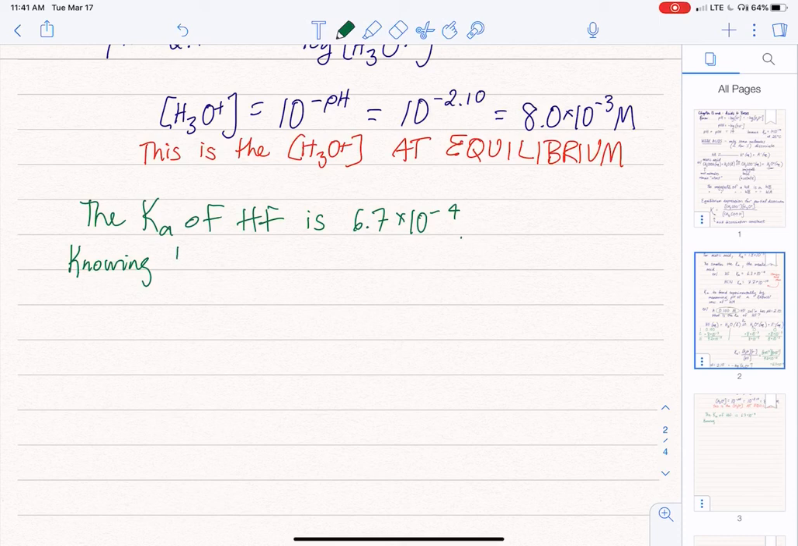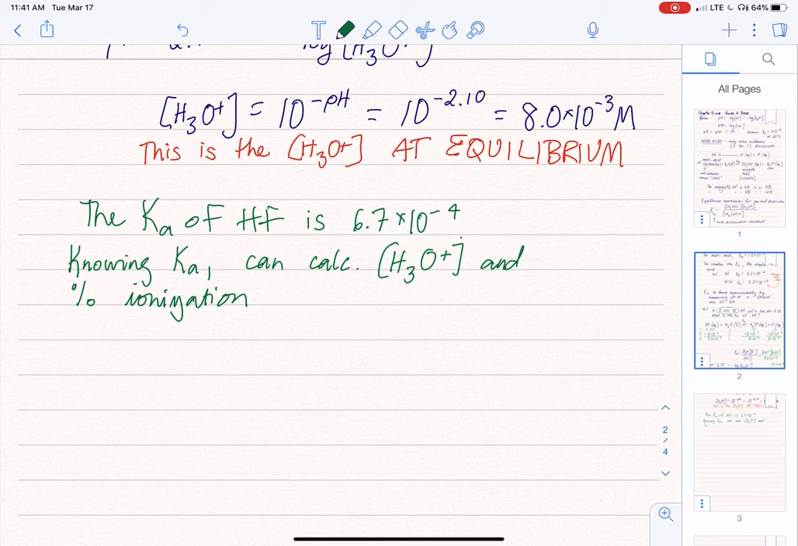So we can calculate the hydronium ion concentration and the percent ionization. Now, of course, the hydronium concentration would just be running this calculation in reverse, right? Because we had the pH, so that basically gives us hydronium, but we'll do a problem in just a couple of minutes where we do this calculation in reverse, and you're given Ka, and you have to figure out the pH from there.